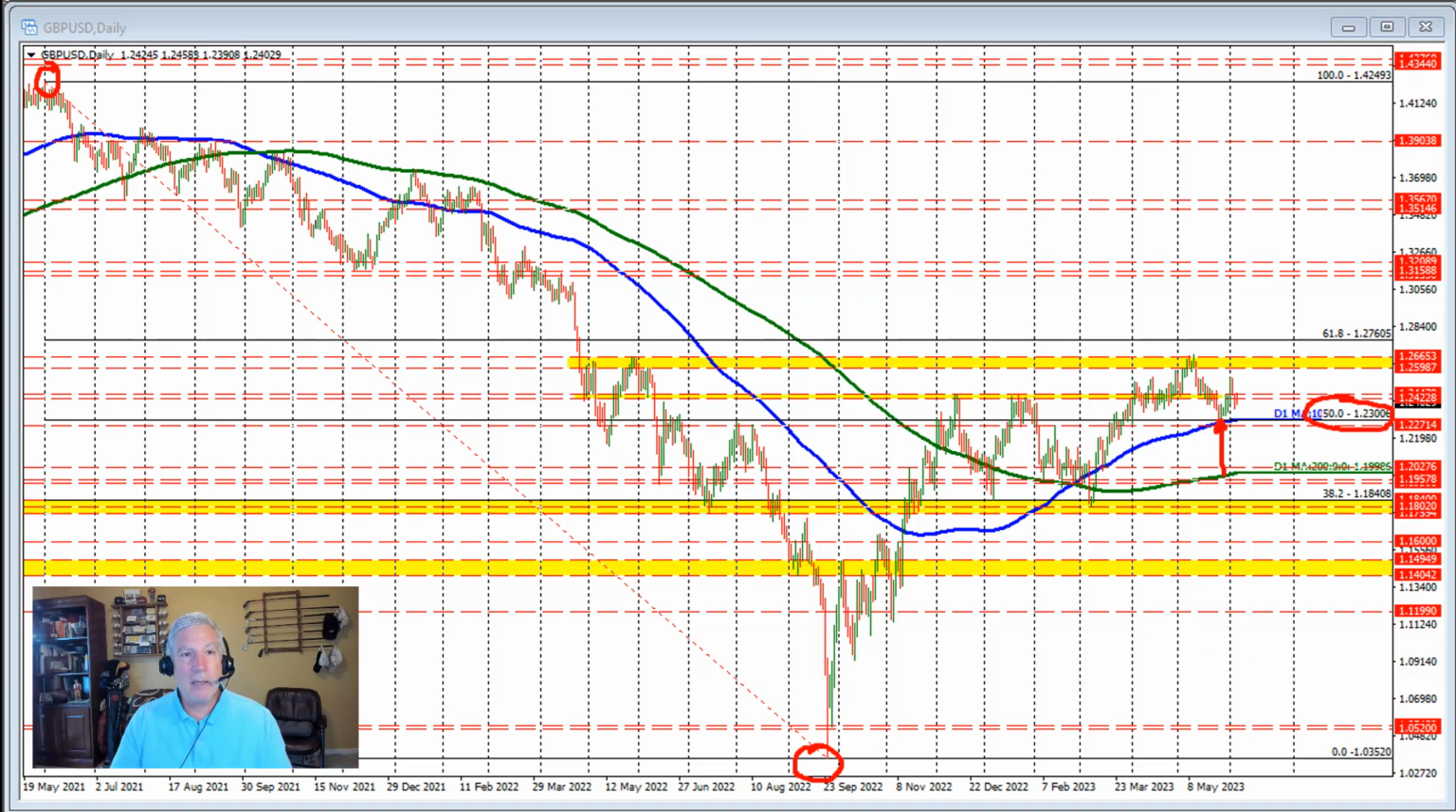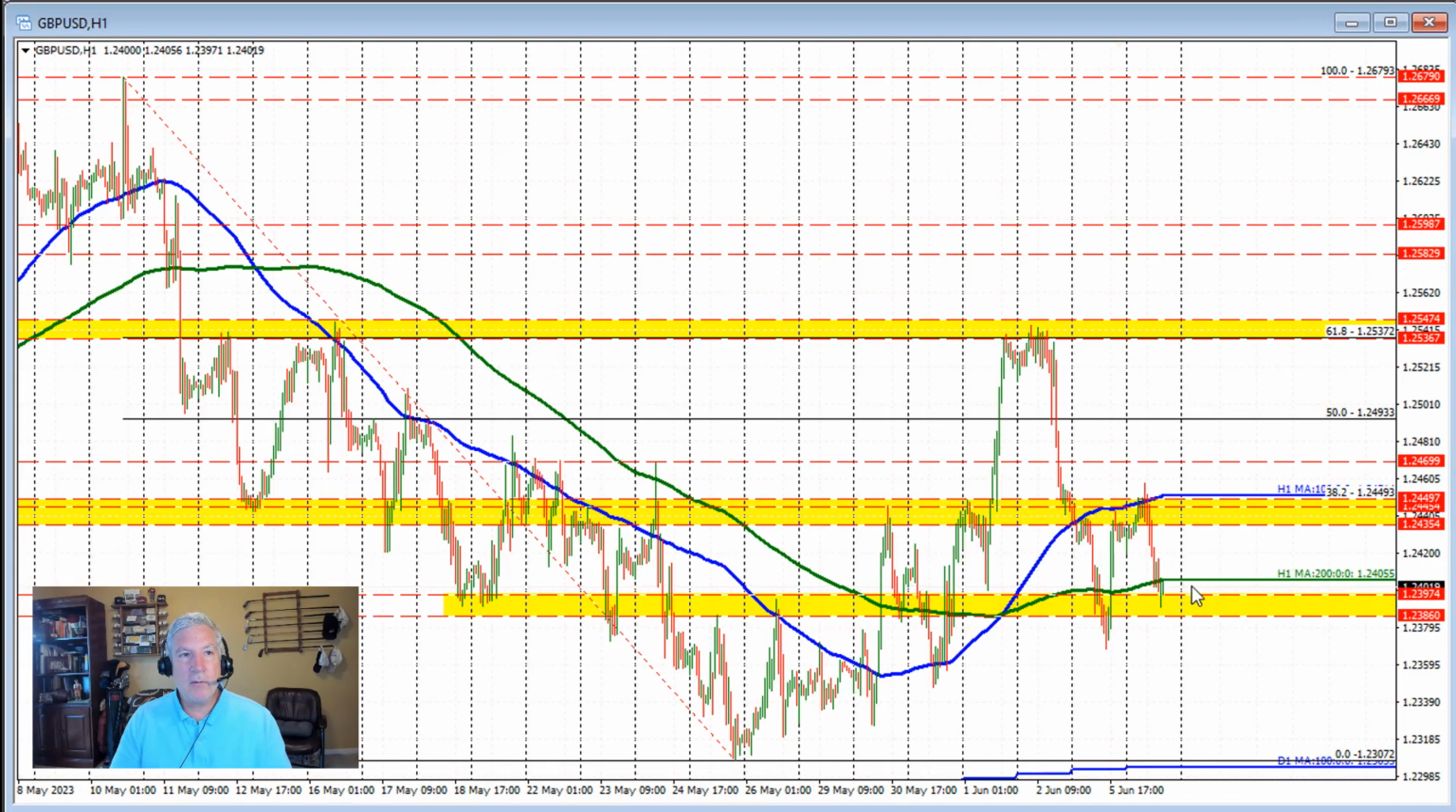If we see further downside momentum from the clues from the hourly chart, that is going to be a key level right down here. So be aware, be prepared.